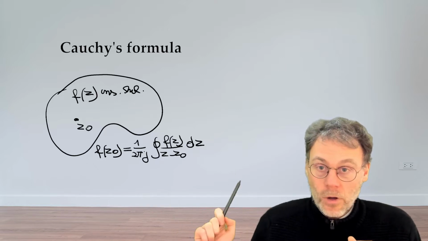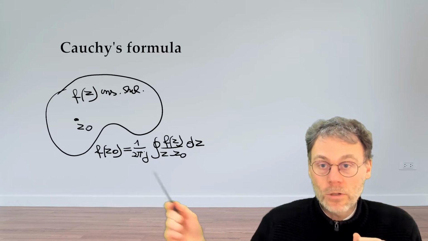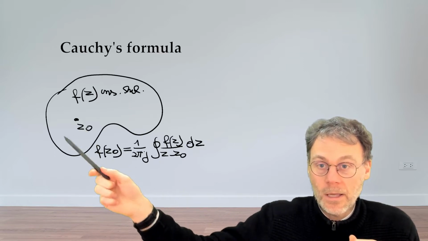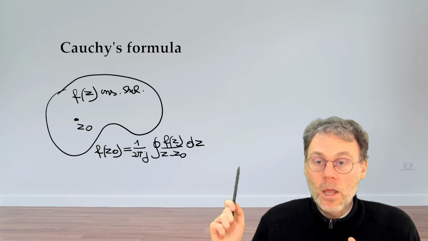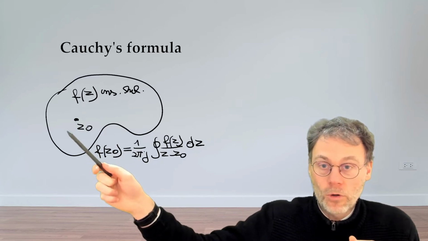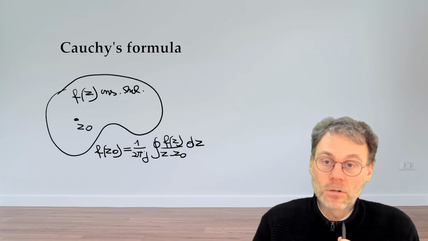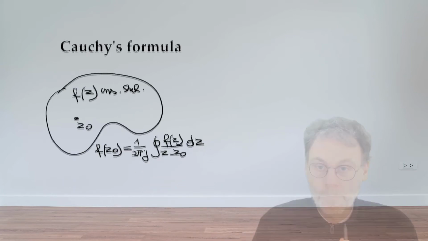Before we go and try to prove this thing, a very important remark. Why is it so important that z0 is a point lying inside the contour? Pause the video and think about what would happen if z0 were a point outside the contour. What would then happen to this integral? Think about this for a while.